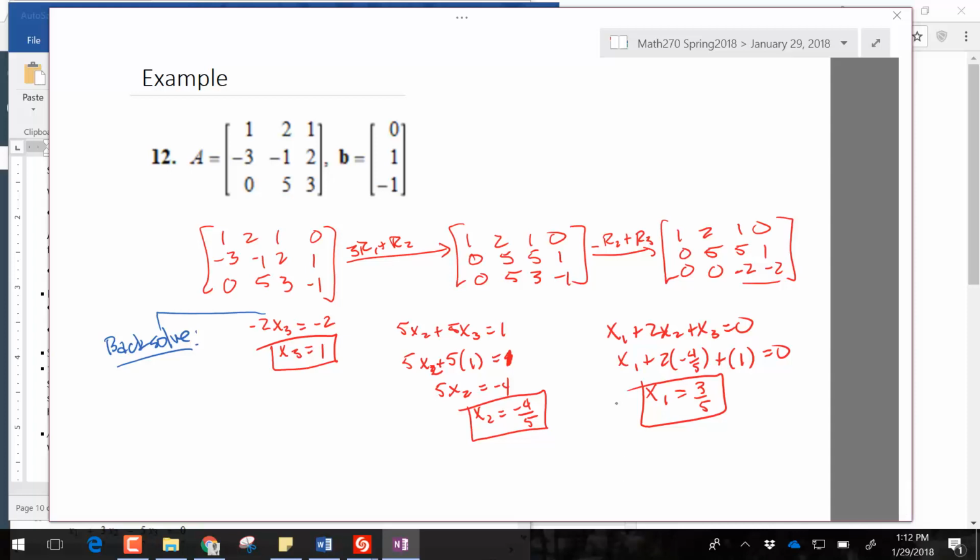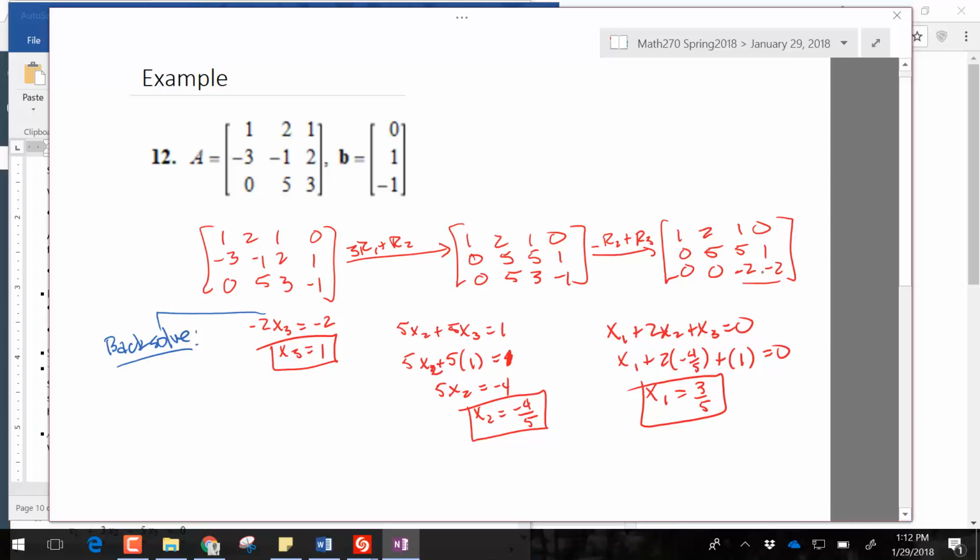So there's one unique solution because, one, we didn't have any free variables. A free variable will give us an infinite number of solutions. Two, when we got to row echelon form, our last row didn't have a set of zeros with a non-zero on the last part.